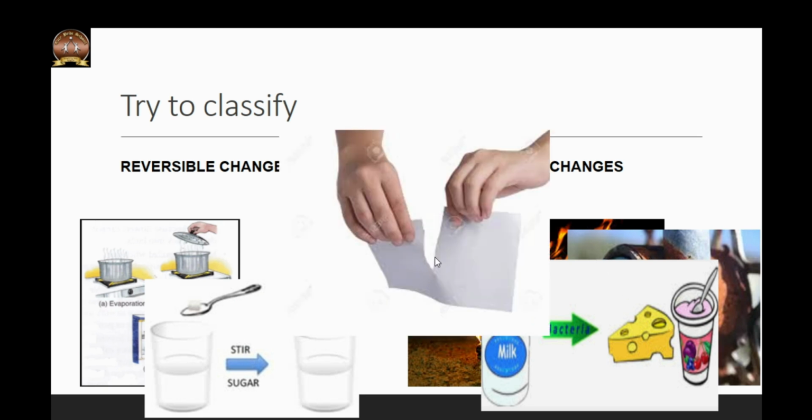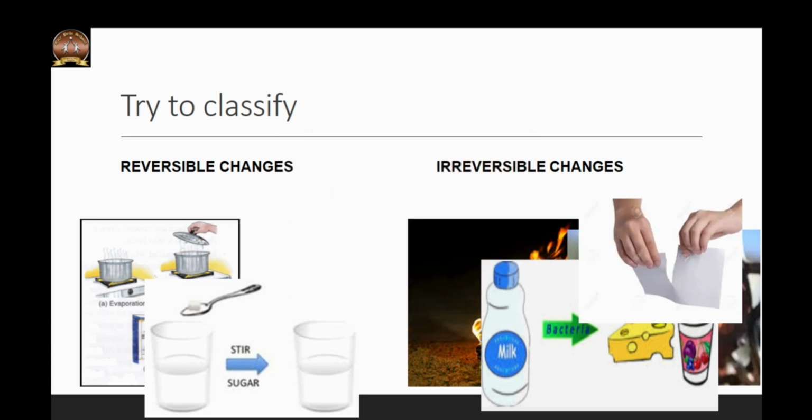Tearing of paper. Tearing of paper is an example of an irreversible change because you will not be able to get the whole paper from the torn bits of paper once again. But the molecular composition of the paper does not change. The paper remains the same and is made up of the very same substance. Therefore, it is an irreversible physical change and not a chemical change in which new molecules are formed.